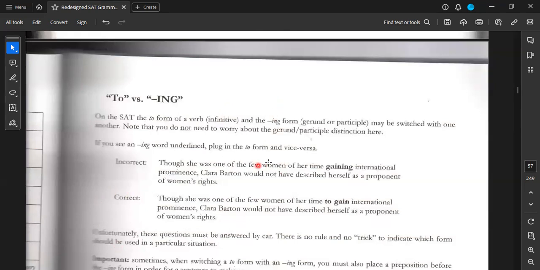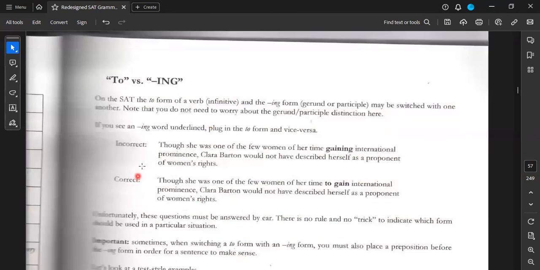Again, you do not need to know this definition, and I'll not overemphasize certain things here. You probably already know what these are, you might just not know the technical terms. You do not have to remember that for the exam. So that's why I say you do not need to worry about the gerund or participle distinction here. One works with verbs and one works with nouns, but you do not need to remember that. If you see an ing underlined word, plug in the to form and vice versa. Okay, so let's see what they mean by that.